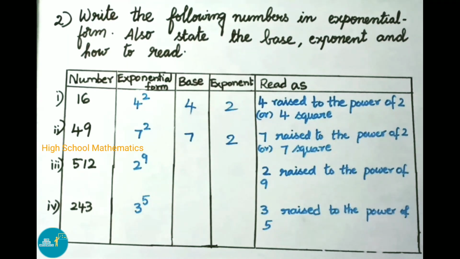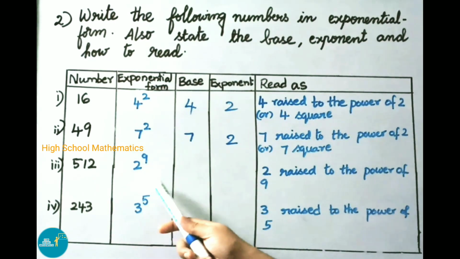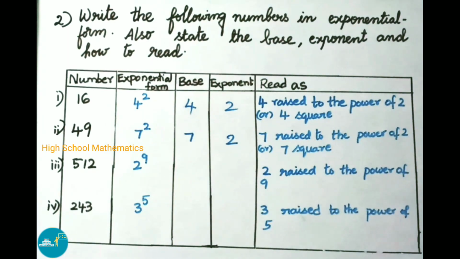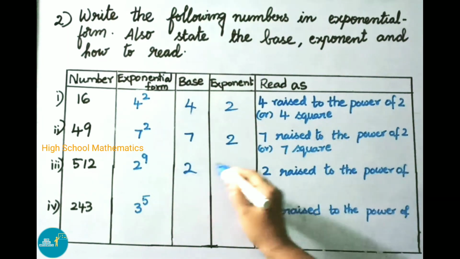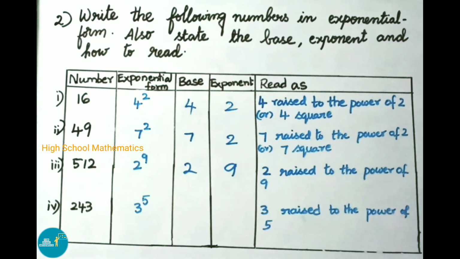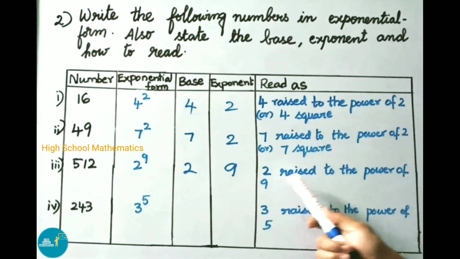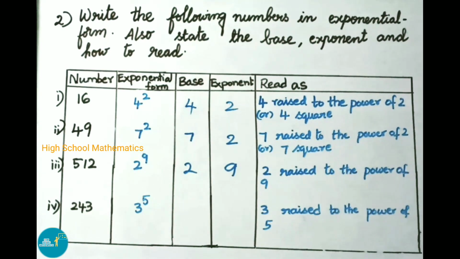Now the third one, 512. It can be written as 2 multiplied 9 times. 2 2s are 4, 4 2s are 8, 8 2s are 16, 16 2s are 32, 32 2s are 64, 64 2s are 128, 128 2s are 256, 256 2s are 512. So exponential form is 2 power 9, base is 2, exponent is 9 and it is read as 2 raised to the power of 9.